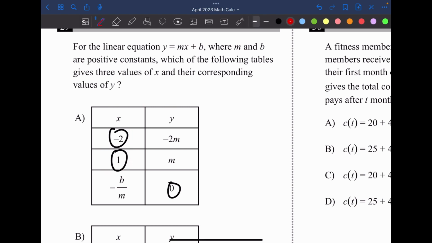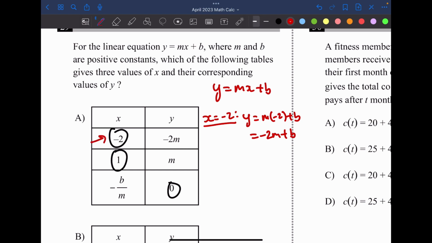Okay, so if y is equal to mx plus b, but then I say that I want x to be negative 2, let's plug that in. For x is equal to negative 2, you would get that y is equal to m times negative 2 plus b, which is negative 2m plus b. So I know now that if you plug in negative 2 into x, y should be negative 2m plus b. For the first one, we only have negative 2m. We're missing the plus b. That means a is wrong.